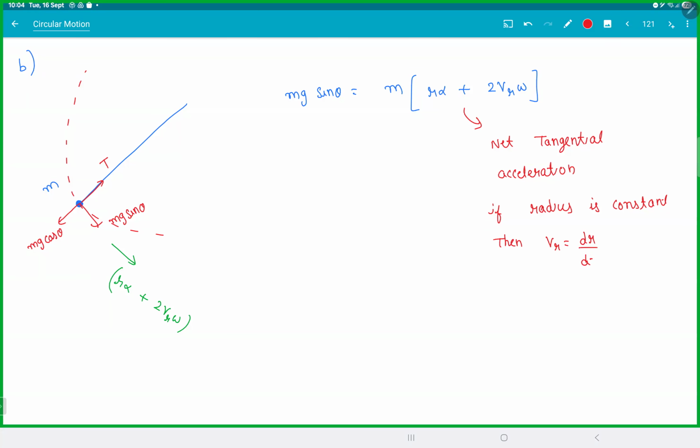That's why we never bothered about that second term. You're getting it, but now the radius is not constant, R is changing. That's where the second term comes. I hope you're getting when to use the terms.